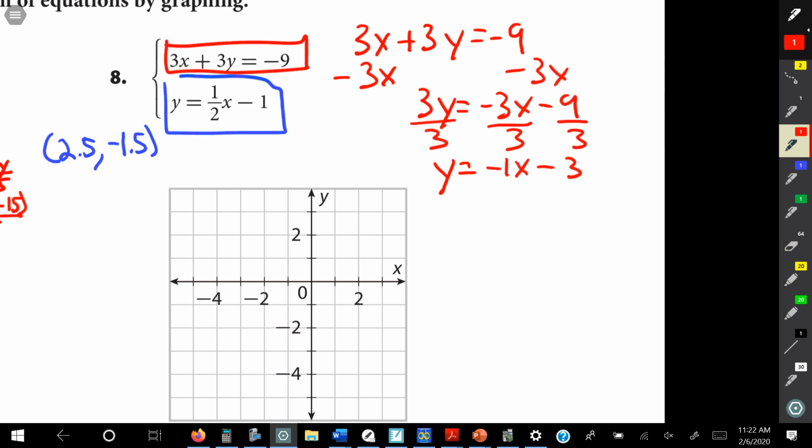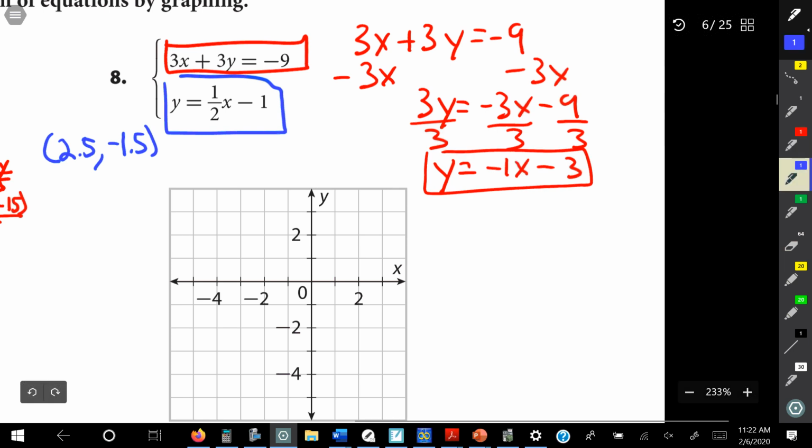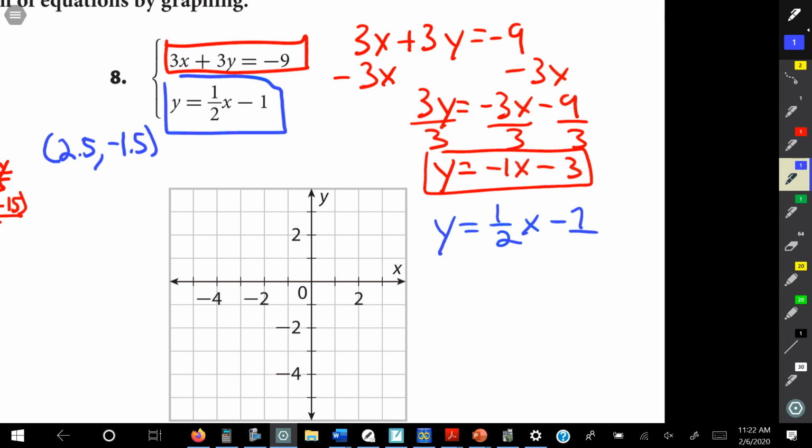So we've got 1. Now I'm going to work on this one here, which is already in y equals mx plus b format. So now I'm going to take both of these and plug them into the graphing calculator.